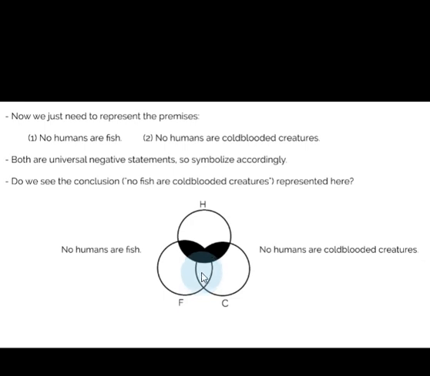You shaded in this part right here, Maggie? Yeah, I'm not sure why. Because notice, that has to do with the F circle and the C circle. And none of the premises talk about fish and cold-blooded creatures. We're only representing the premises. This says no humans are fish. There's nothing that's both human and fish. This says no humans are cold-blooded creatures. It says there's no humans that are cold-blooded creatures. But this here is left all open.